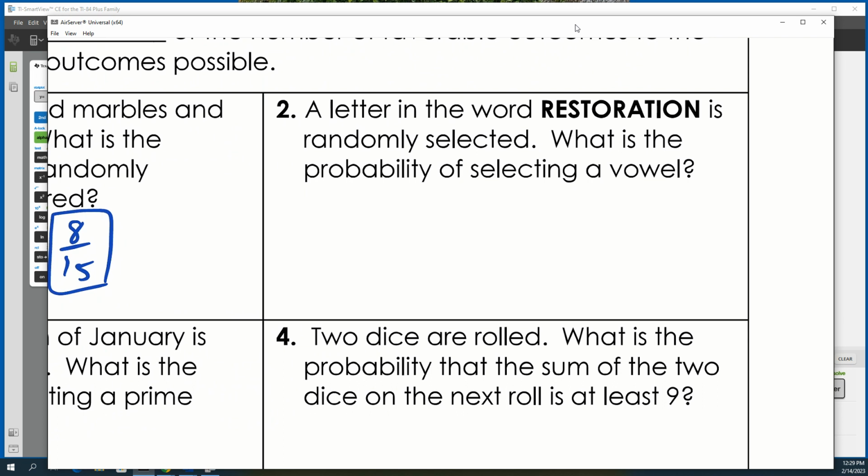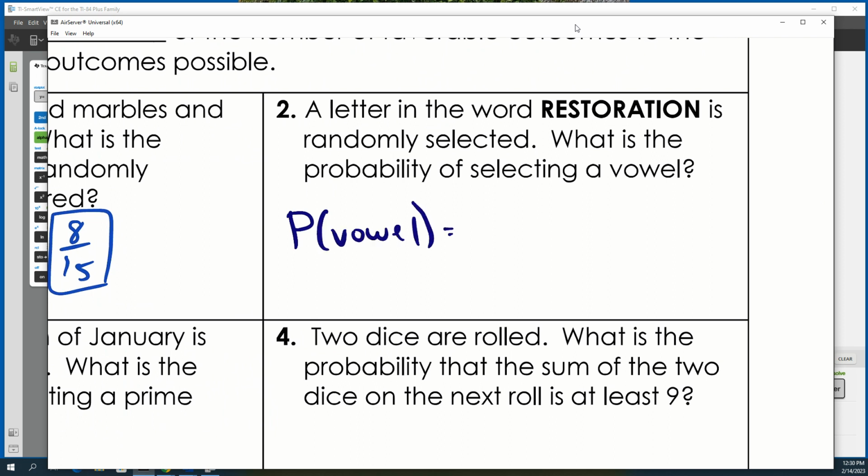This is another pretty common question. Like you have the letters in a word, and you're going to randomly select a letter, and you want to know the probability that it's whatever. So this word is restoration. We're going to randomly select a letter. We want to find the probability of selecting a vowel.